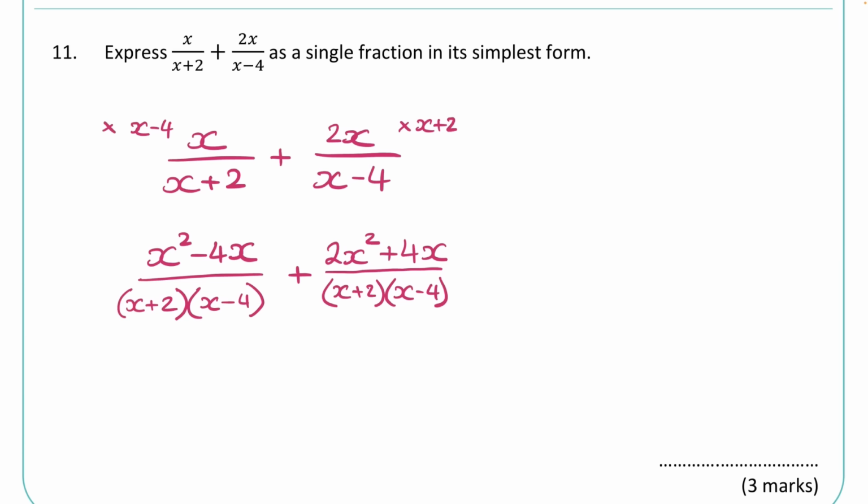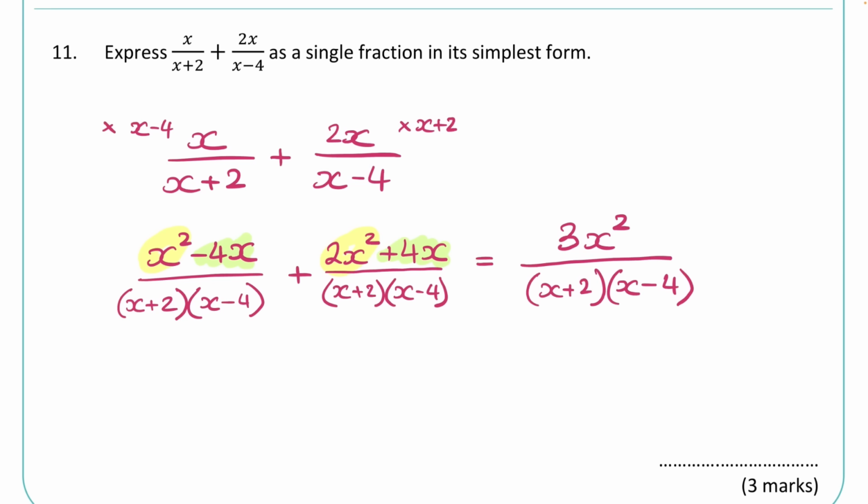I'm going to collect like terms on the top. We have x squared plus 2x squared. That gives us 3x squared. And on the bottom, we have a minus 4x and a plus 4x. Now that's quite nice because they actually cancel each other out. So we're just left with 3x squared on the top, and on the bottom, we just have our bracket x plus 2 and x minus 4. And there we go, that is actually our final answer there.